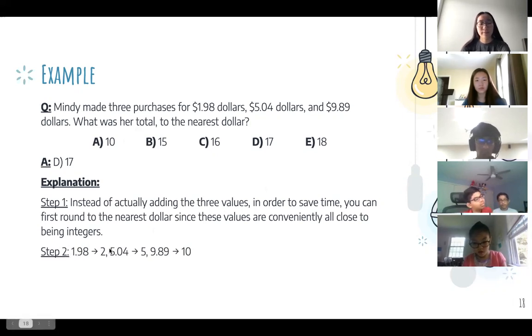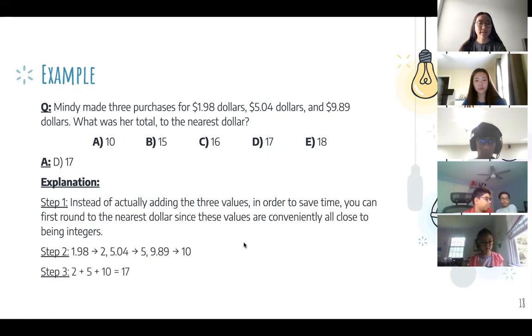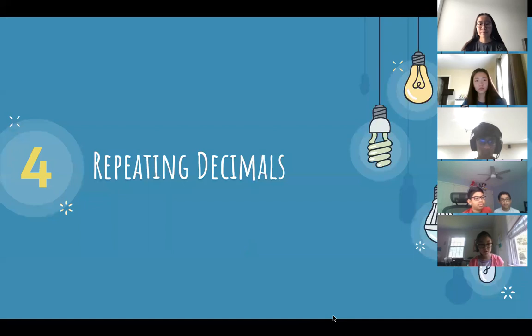And the same thing, 5.04 rounds to $5, 9.89 rounds to $10. And then we simply do 2 plus 5 plus 10. And you could solve this problem in just like 10 seconds, like I said. Yeah, it's not that much of a time save, but just to give an example. Nice job, Hannah.